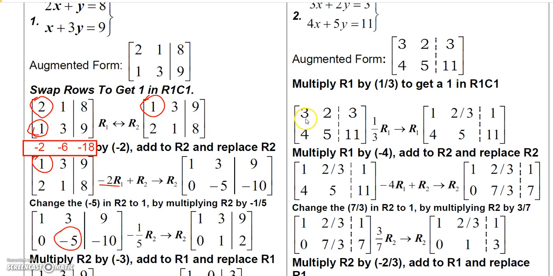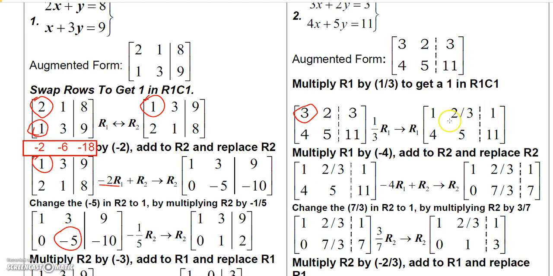Okay, so I need a 1 right here. So I'm going to simply multiply this by 1/3. There's no 1 below it that I can swap with this time. So I'm just going to take this 3 and multiply it by 1/3. And I can do that as long as I multiply each term in this row by 1/3, because that's a legal row operation. So if I do 1/3 times row 1 and put the result in row 1, I get 3 times 1/3, which is 1, 2 times 1/3 is 2/3, and 3 times 1/3 is 1.